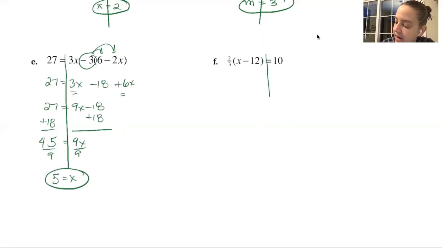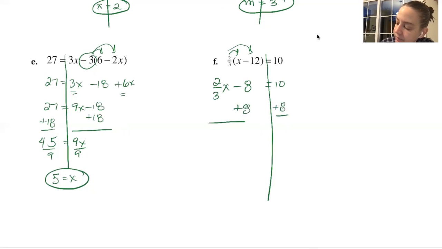And letter F has a fraction. No big deal, we treat it the same way. 2/3 x. 2/3 minus 12 is going to be 8. You can use your calculator to help out if you want to. Equals 10. Then I add 8 on both sides. So 2/3 x is equal to 18.